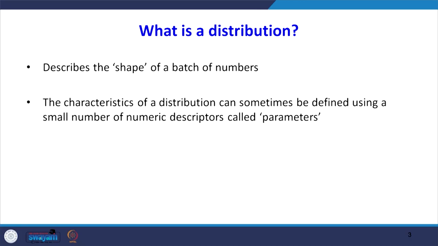The characteristics of a distribution can sometimes be defined by a small number of numerical descriptors called parameters. So each distribution's characteristics are expressed with the help of its parameters. For example, the normal distribution has two parameters, mean and variance. With the help of that you can draw the distribution, that is a parameter.